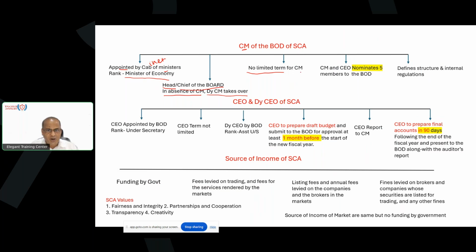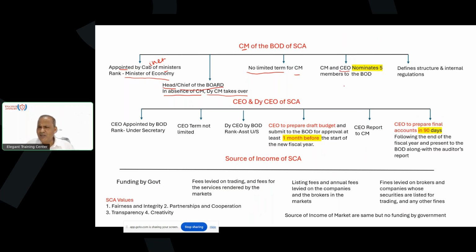No limited term for the chairman. For the board of directors, for the board member, what is the term in the office? 8 years. 4 years plus 4 years. Maximum 8 years. Clear? There is no minimum. Minimum can be 1 year also, 1 month also, but maximum 2 terms, 8 years. But chairman term is not fixed. Why? He's minister. Maybe tomorrow another person minister. The economy minister can change also. So obviously chairman does not have any specific tenure. Clear, sir?